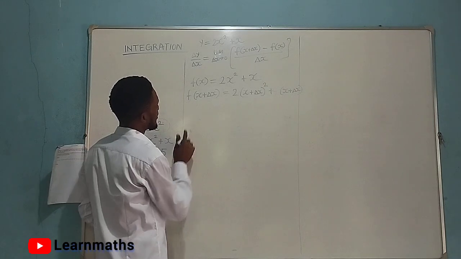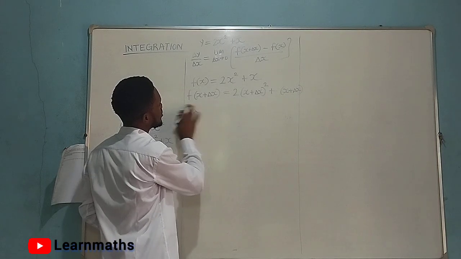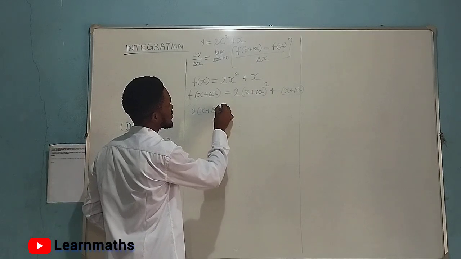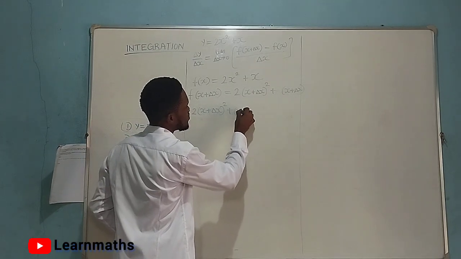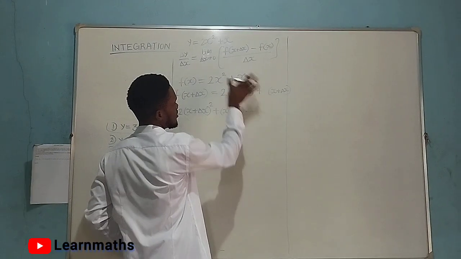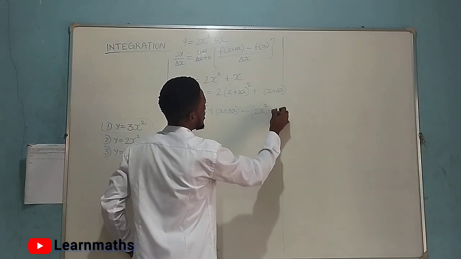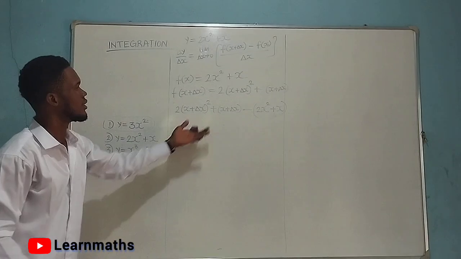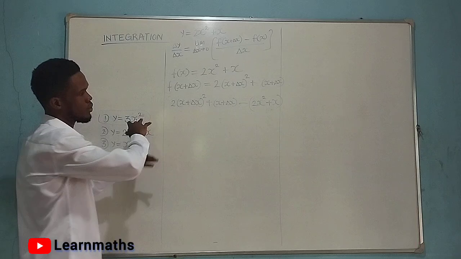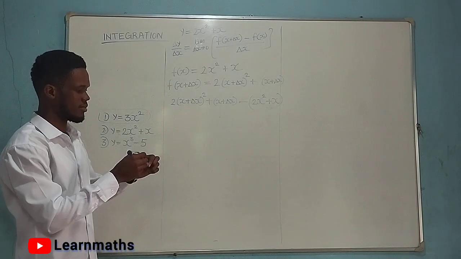So let us carry out that subtraction. I'm just going to go straight to the subtraction. This will be 2 times (x plus change in x) squared plus x plus change in x, minus, this subtracting this, minus (2x squared plus x). This minus this. So before we proceed with the subtraction, let's open these brackets. Let's expand this bracket.